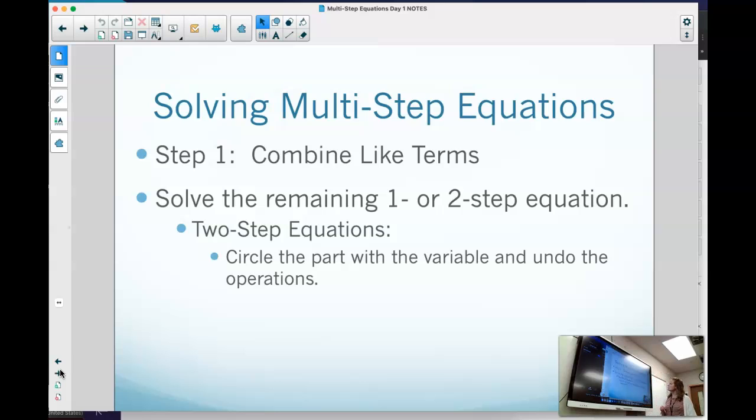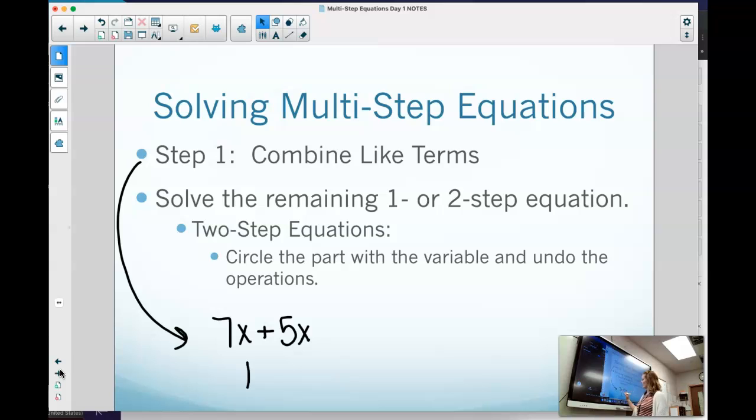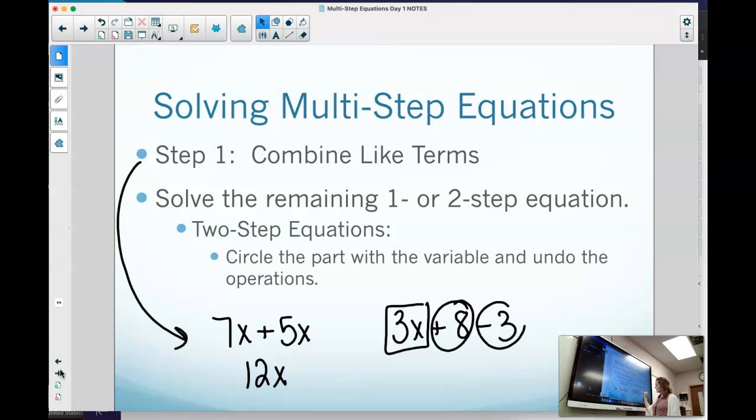So solving multi-step equations. Step 1 today is to combine like terms. Remember, circling or boxing our terms. So this whole step 1 is if you see things like 7x plus 5x, you need to be able to simplify that. 7 plus 5 is 12, so that's 12x. If you had 3x plus 8 minus 3, we need to be able to simplify that. They are different, so we end up with 3x plus 5.